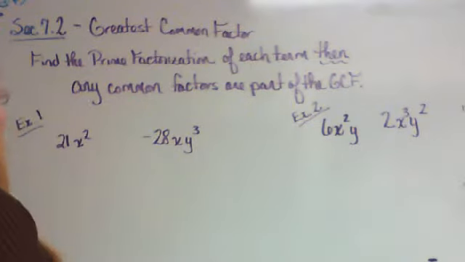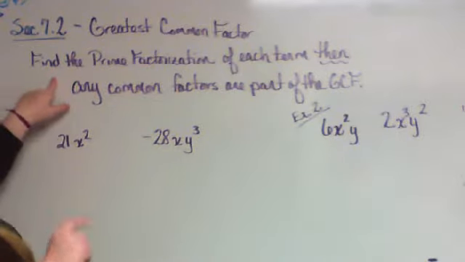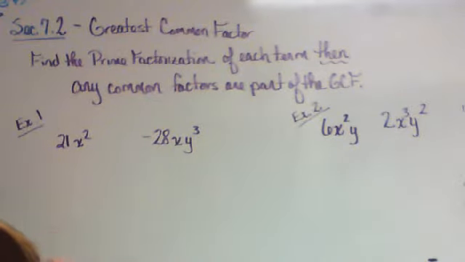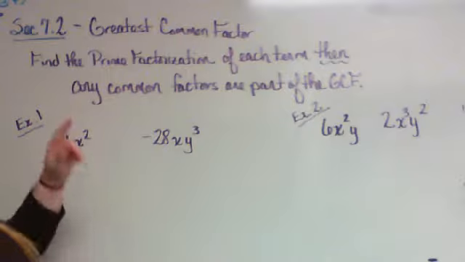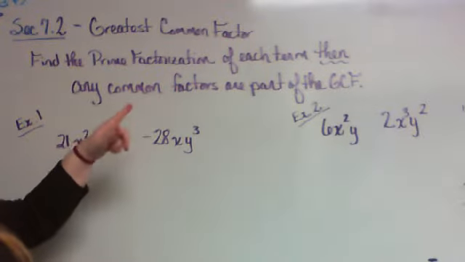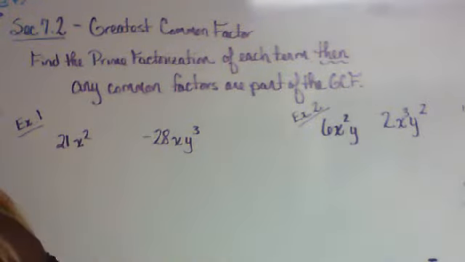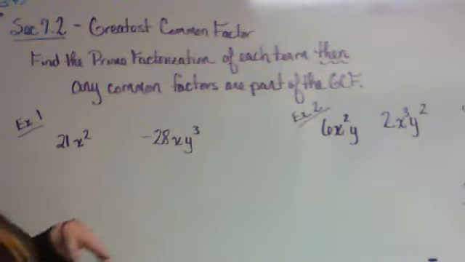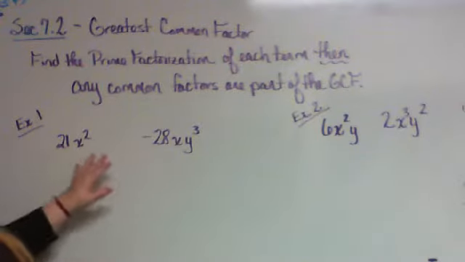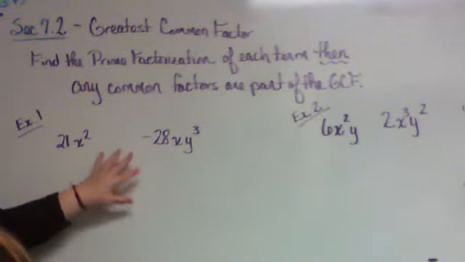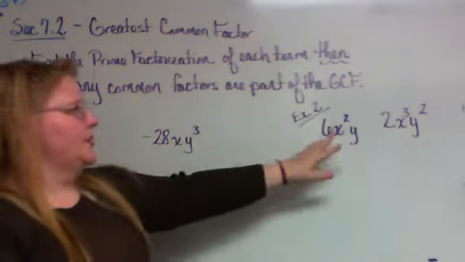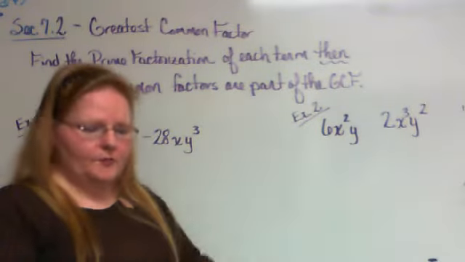It'll be okay. So the procedure we're going to follow for right now is to find the prime factorization of each term, then any common factors are part of that GCF. So I have two different examples here. This example has two different terms. We're going to find a greatest common factor here. And then this example has two different terms. We're going to find a greatest common factor there.